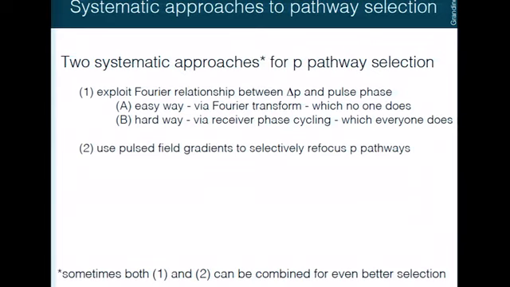Well, there are really, in this field, two systematic ways to select P pathways. The first is simply to exploit a well-known Fourier relationship between the delta P that occurs during a pulse and that pulse's phase. And the other way is to use pulse field gradients. Now, this is a talk on phase cycling, so I won't talk about the second, using pulse field gradients, but it's also a very powerful way, and you should learn how to do that too. So this talk is about the first one here.